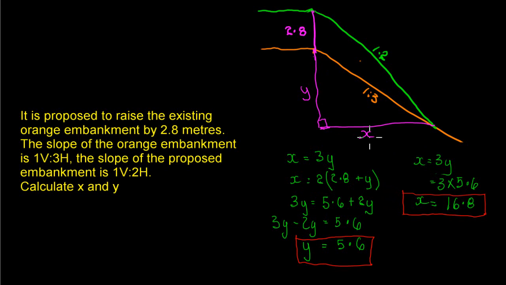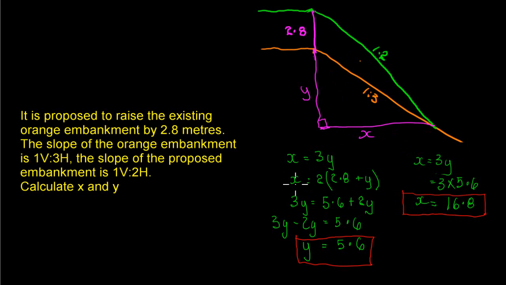We can see here that, because the slope is 1 to 3, x will equal 3 times y. That's because the horizontal component will equal 3 times the vertical, using the 1 to 3. Now with the 1 to 2 slope, x, the horizontal component, will equal 2 times the vertical component, which is y plus 2.8, or 2.8 plus y, as I've written it here.